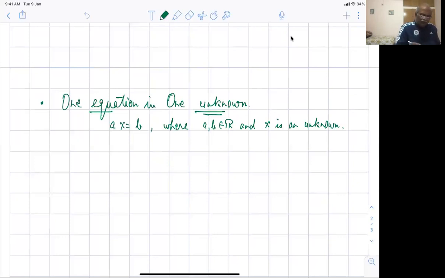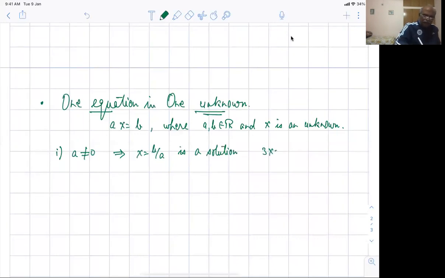This is what we would like to look at. If I want to solve it, then I can have three choices here. It can happen that a is not equal to 0. If a is not equal to 0, this will imply that x is equal to b upon a is a solution. For example, if I look at 3x is equal to 5, this will imply that x is equal to 5 upon 3 is a solution.